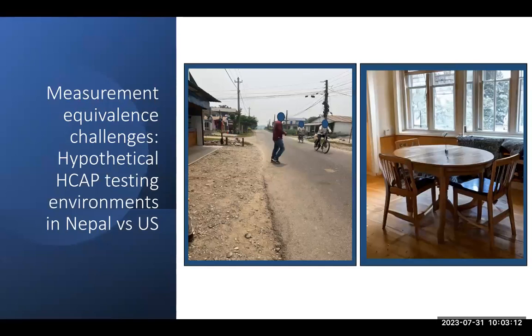So this is just an example of how testing environments might differ across different settings. This is a photo I took in Nepal in Chitwan Valley when we were collecting some pilot data. This particular respondent preferred that the assessment happen outside. And so during the course of the interview, we had pedestrians passing by who wanted to stop by and observe. We had a vehicle passing by with a megaphone, advertising things for sale. Of course, lots of vehicles and road noise.